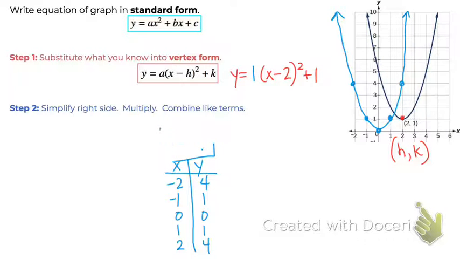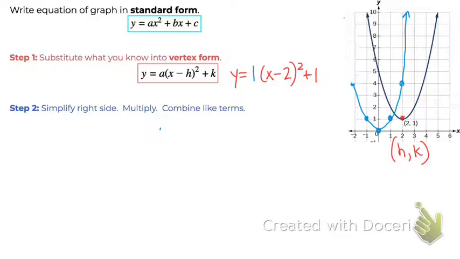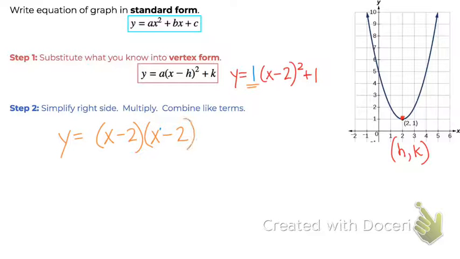Now we're going to simplify this equation, now that it's in vertex form, so that it is in standard form. First off, anything multiplied by 1 is just that same number, so we don't really need that 1 there. (x - 2) squared is just (x - 2) times (x - 2). Then we still have our plus 1.